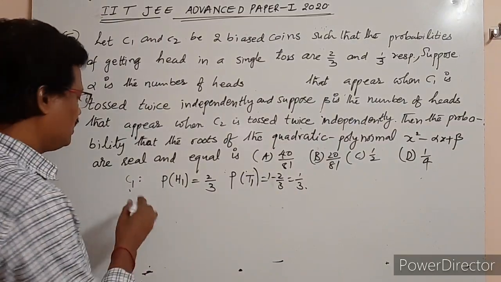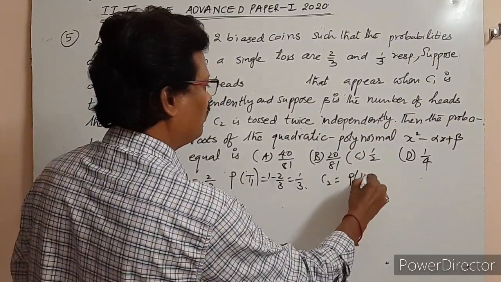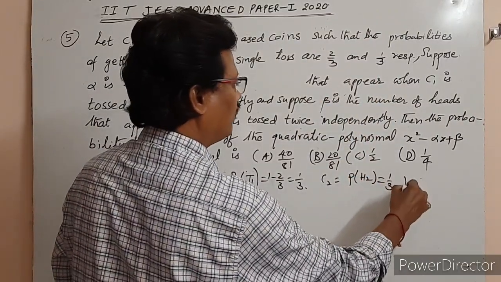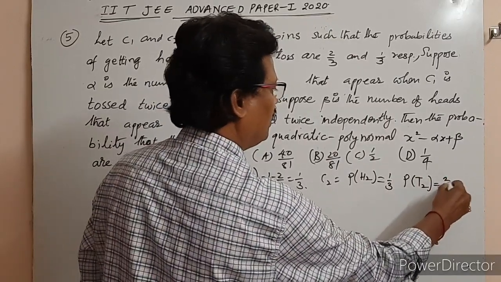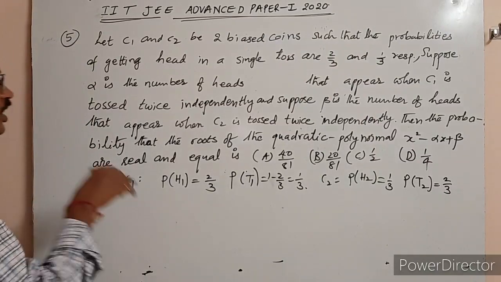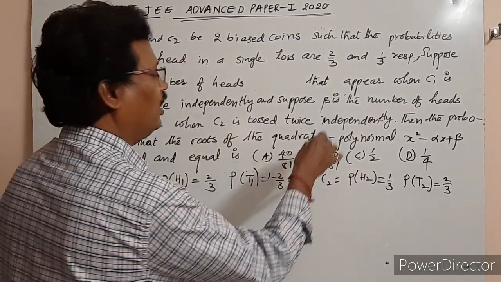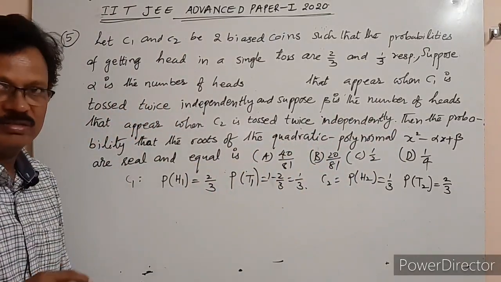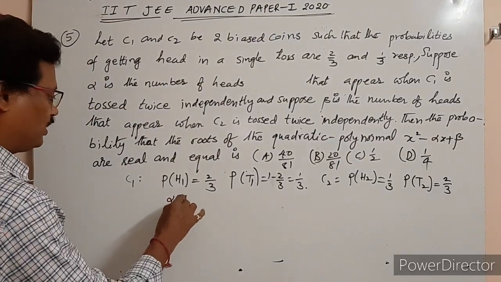Now if we toss C2, what about the head probability? They gave the head probability as 1 by 3. Therefore, what will be the tail probability? That is 1 minus 1 by 3, that will be 2 by 3. Okay. Now, what is given? Then the probability that the roots of the quadratic polynomial are real and equal. Right. Alpha is what? Number of heads.